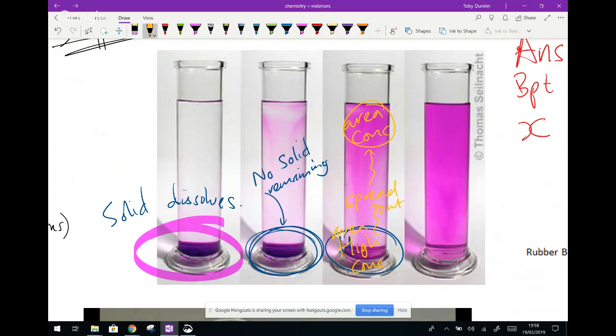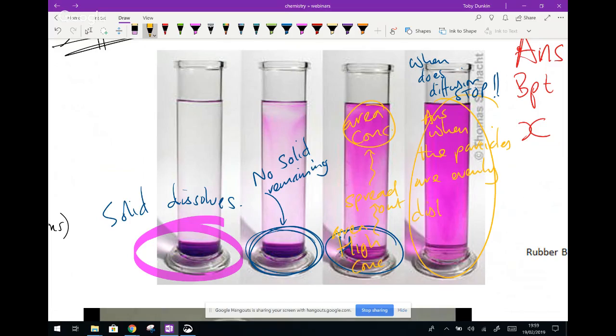Now, at this point, people think it's all over, and it's not, because what they now do is ask you for this guy. This picture is such a beautiful picture that I found on the internet. Here's the next question: when does diffusion stop? The answer: when the particles are evenly distributed.